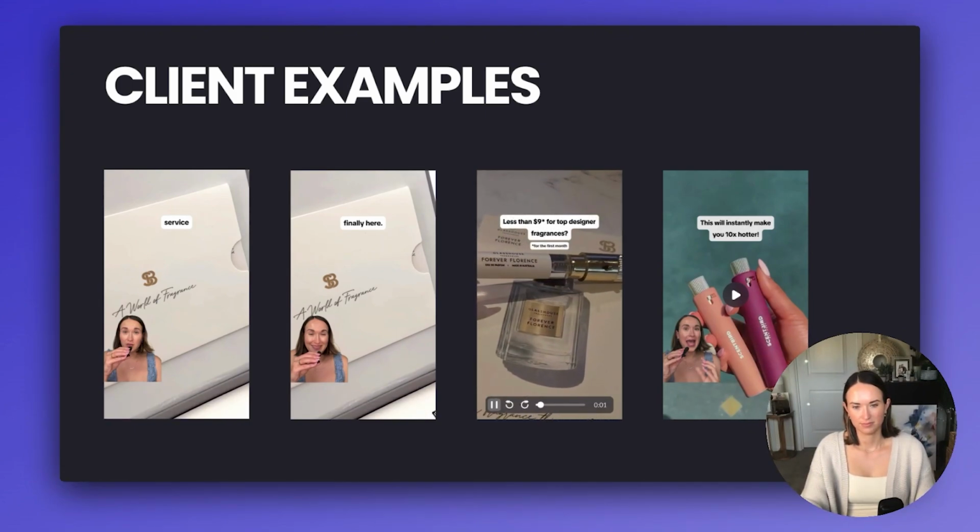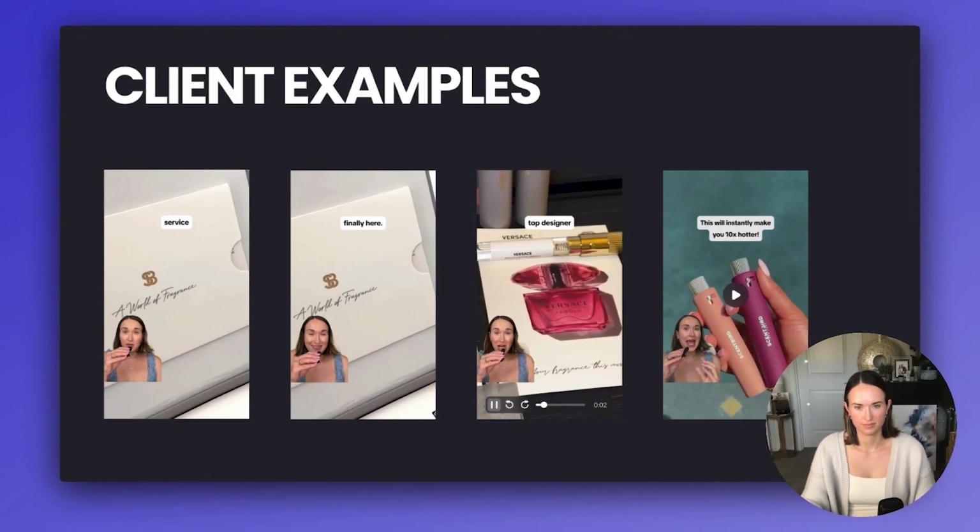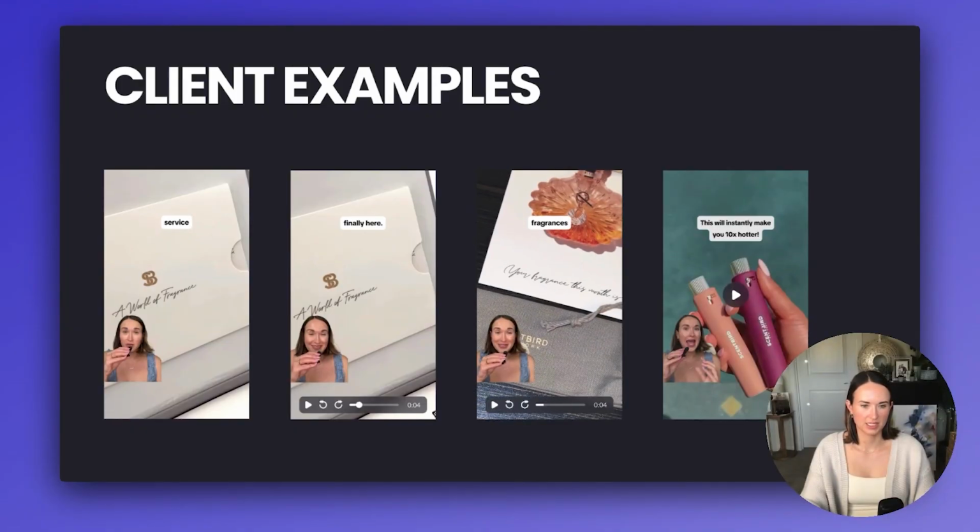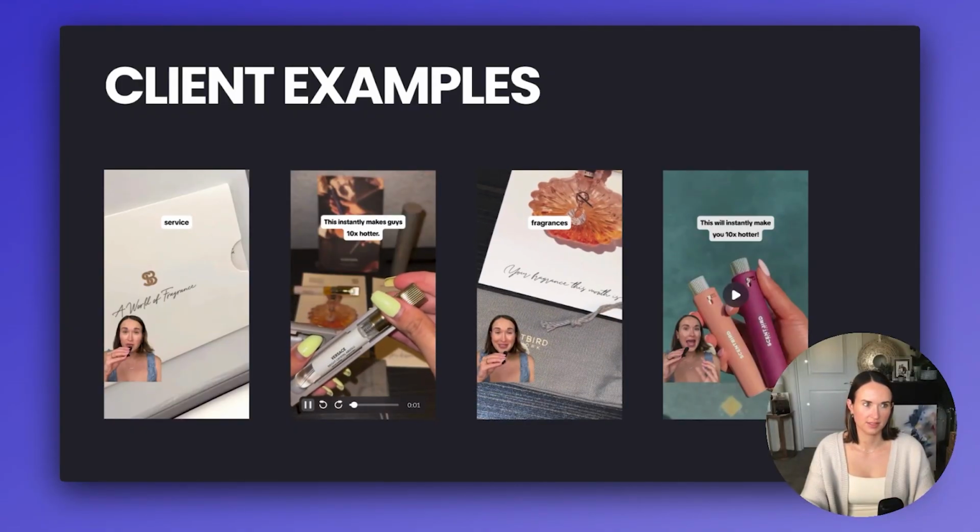Less than $9 for top designer fragrances. I'm getting top designer fragrance. All right, I'm getting top designer fragrances. It makes guys 10 times hotter.